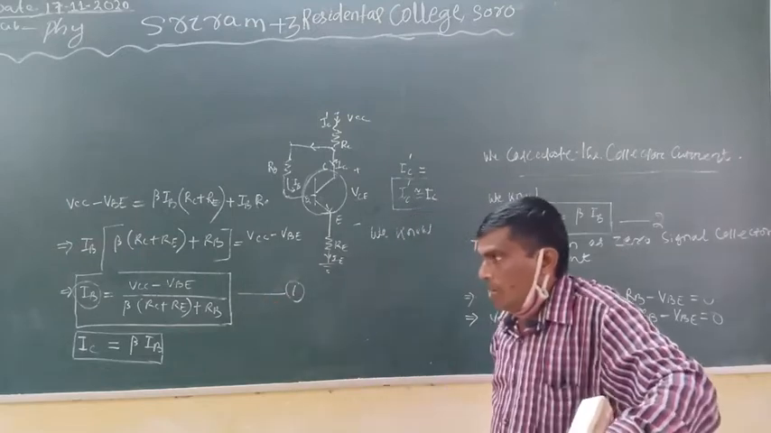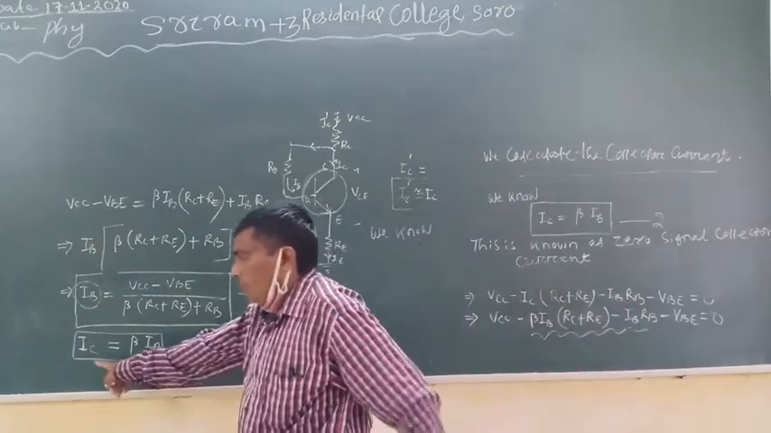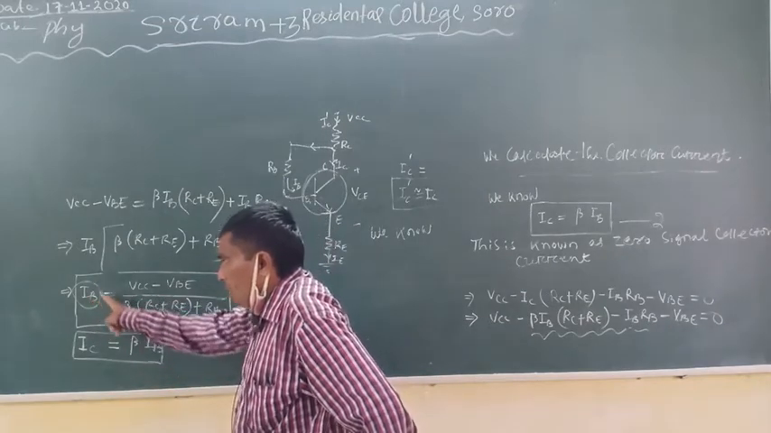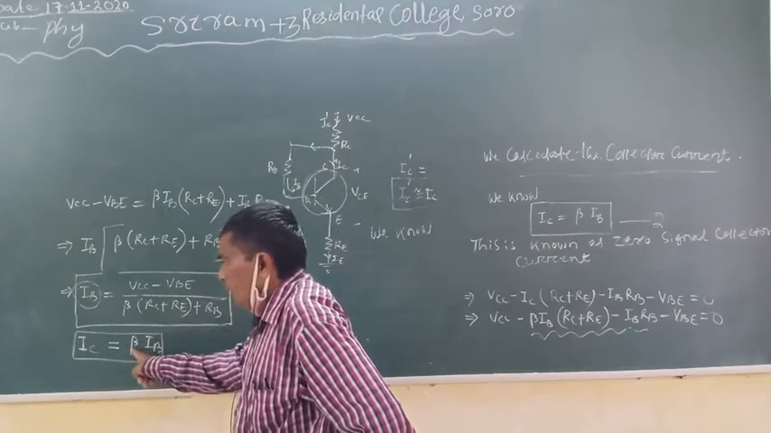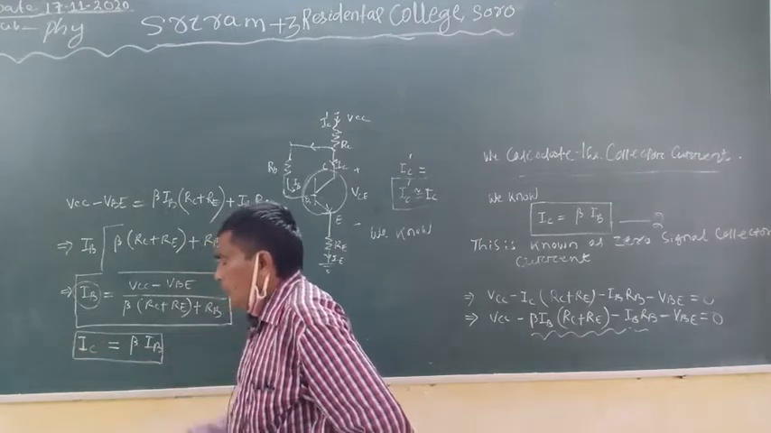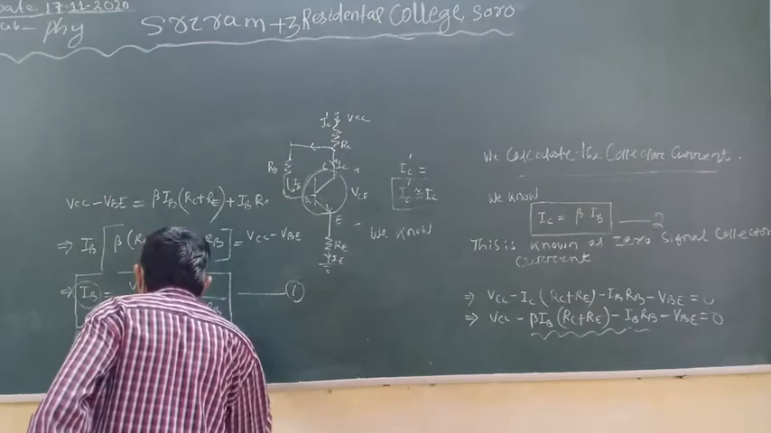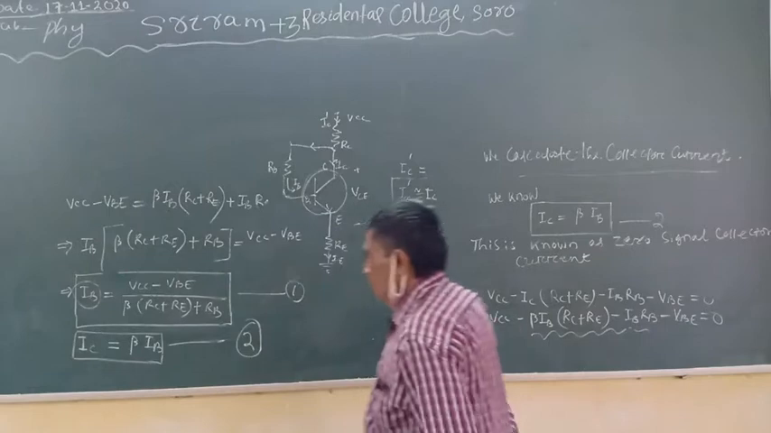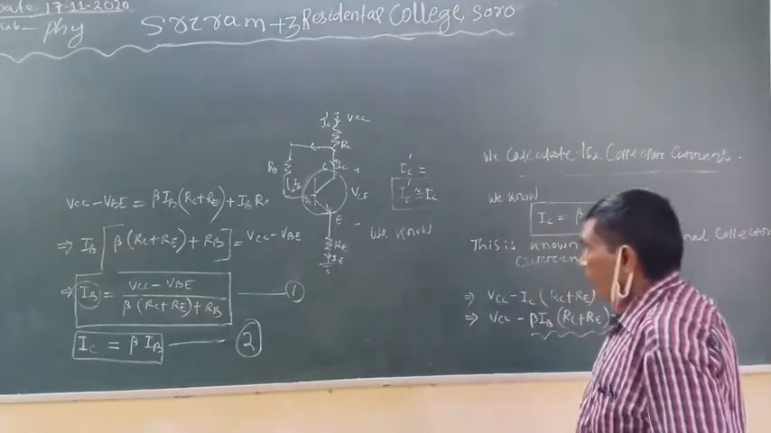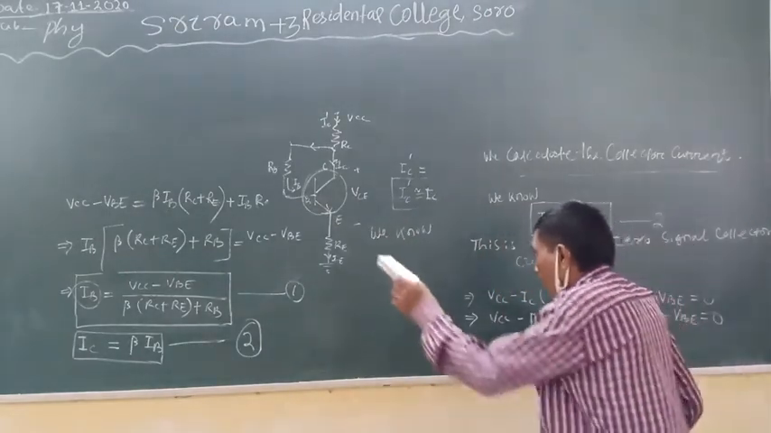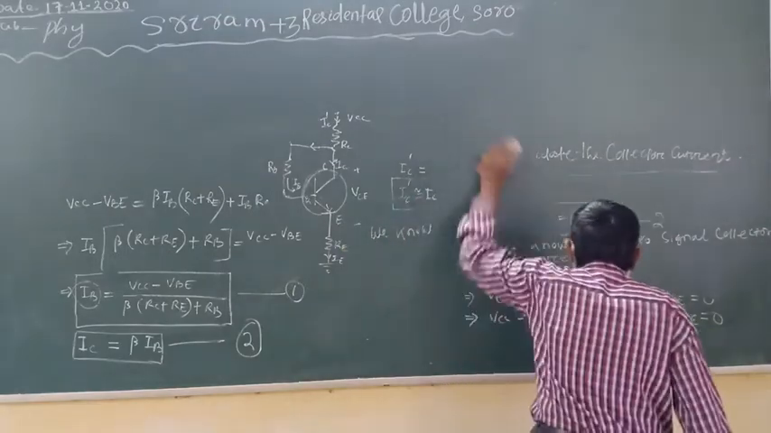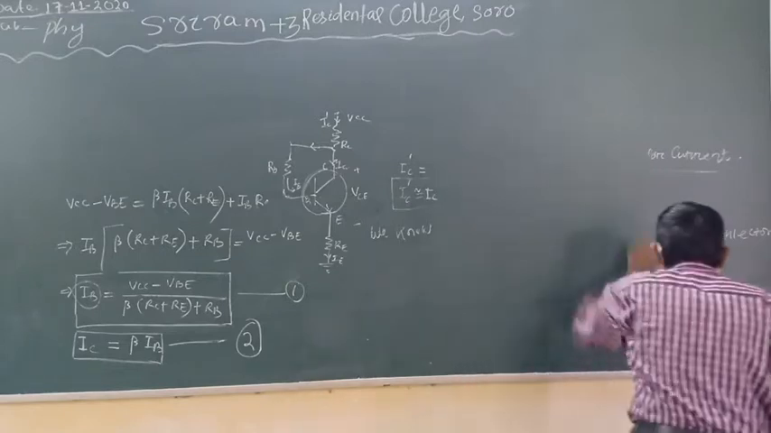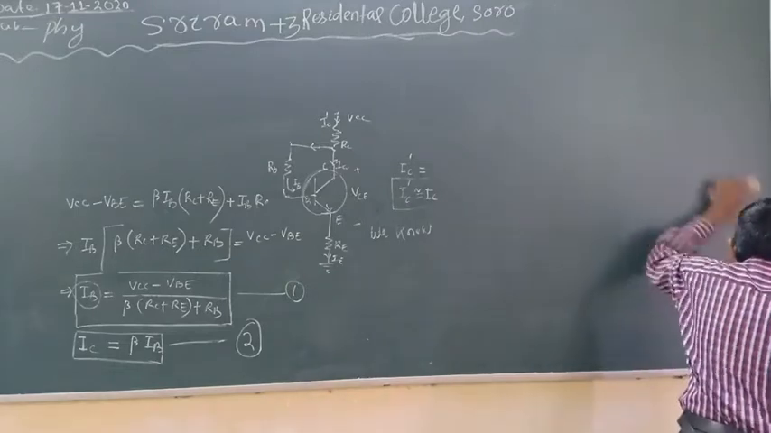Now the value of IB, that is the zero signal base current, is equation number 1, and IC is beta IB. Now this is the value of IB. Multiplying this equation by beta, we get IC. This is equation number 2. So we calculate the emitter voltage. Now for the DC analysis, in the DC bias of self bias condition of the transistor.